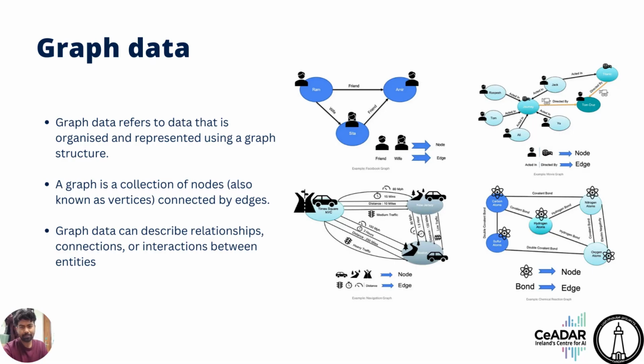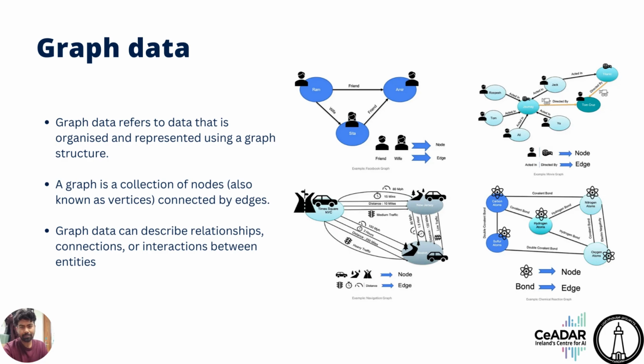Let's give a brief introduction to the graph data. Graph data refers to data that is organized and represented using a graph structure format. A graph is a collection of nodes, also known as vertices, connected by an edge. Graph data can describe relationships, connections, or the interactions between entities.